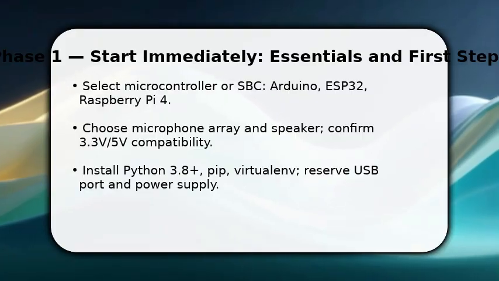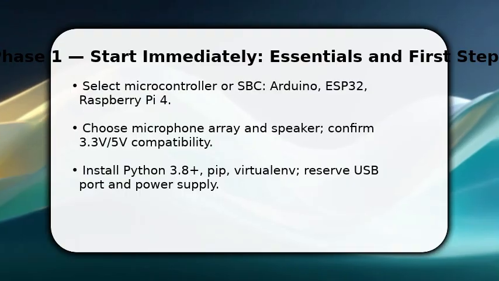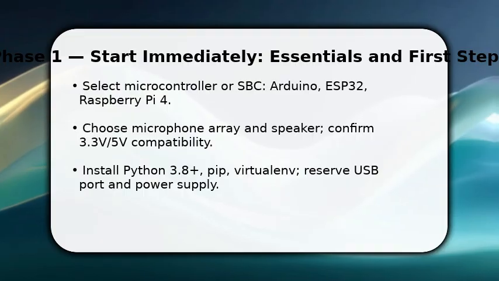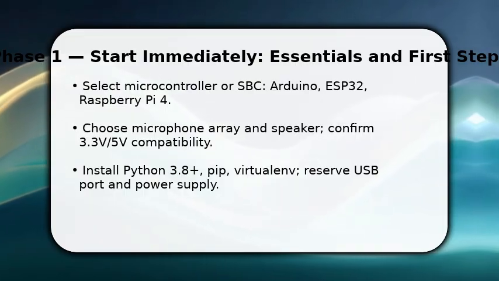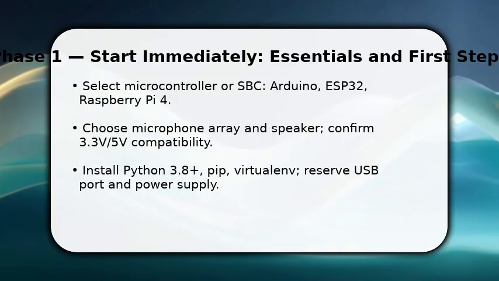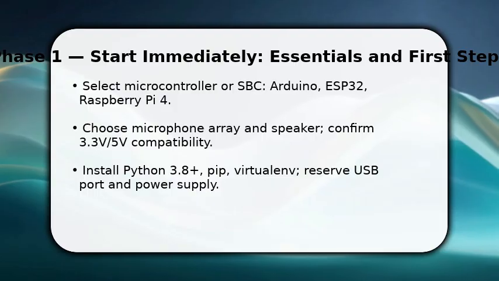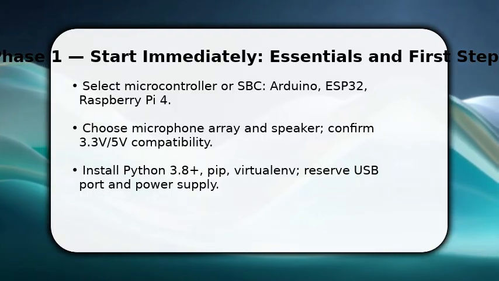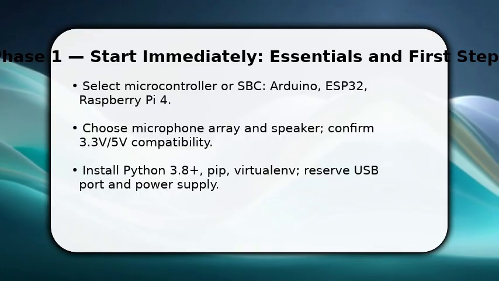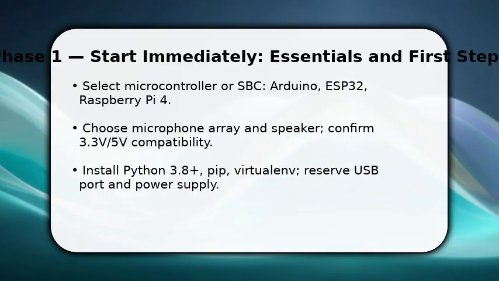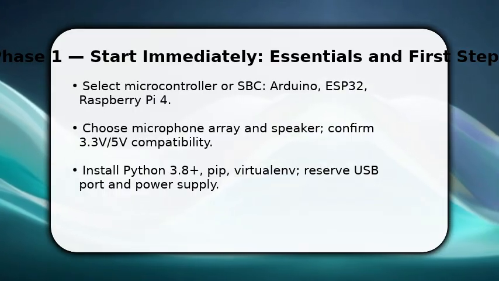You start by assembling hardware and software quickly. Begin with a Raspberry Pi or ESP32 plus a USB or I2S microphone array and a speaker. Pick components that match 3V or 5V logic. Install Python 3.8. Create a virtualenv, then pip install speech libraries. Once done, configure serial or I2C pins and test power delivery, because stable power avoids erratic behavior.